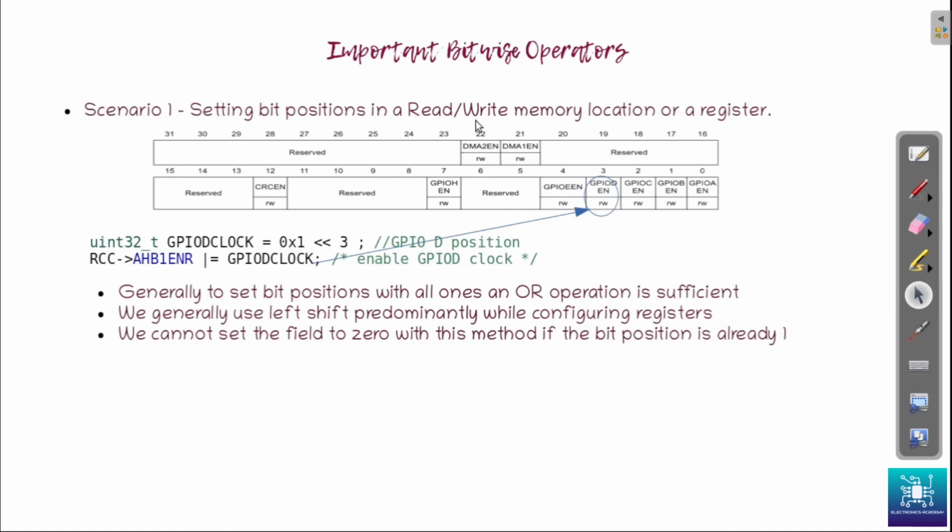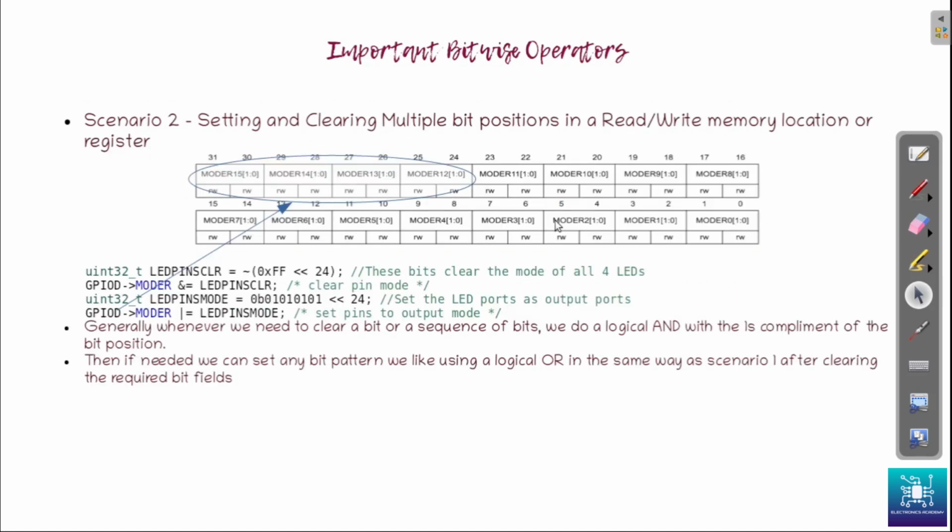So what we do generally to set bit positions is use all ones, and an OR operation is sufficient. We generally use left shift predominantly while configuring registers. We cannot set the field to 0 with this method if the bit position is already 1. So we use bitwise OR for this purpose.